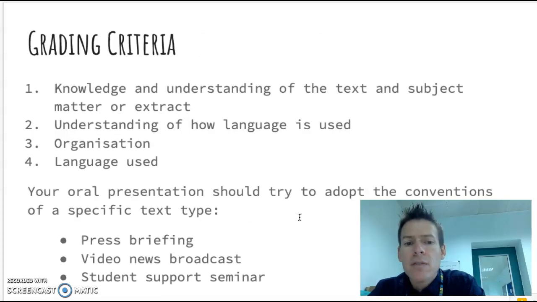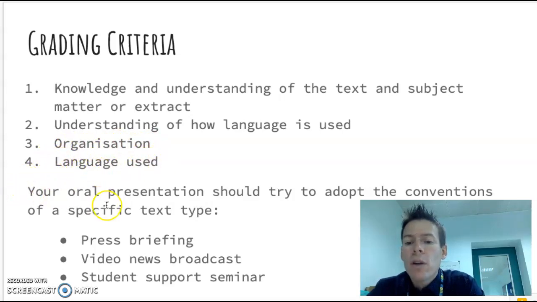Grading criteria is very similar to the paper 1. You're graded on your knowledge and understanding of the text and subject matter, your understanding of how language is used, your organization of your talk, and the language that you use.